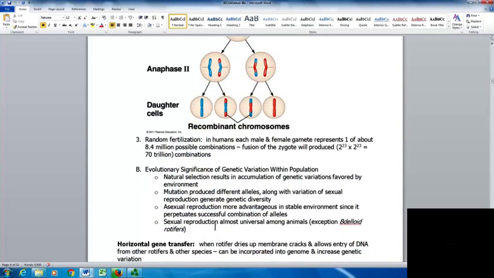So the evolutionary significance of the genetic variation is that this is going to put more possible combinations into the gene pool.